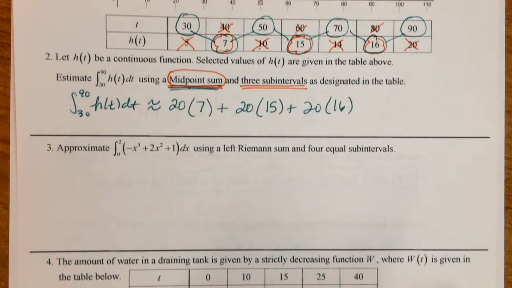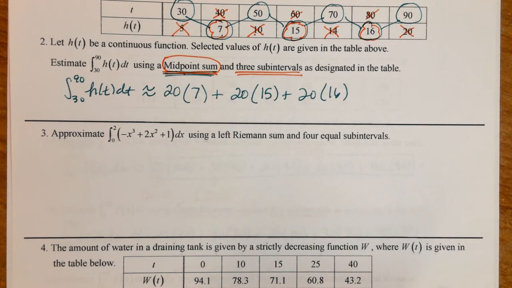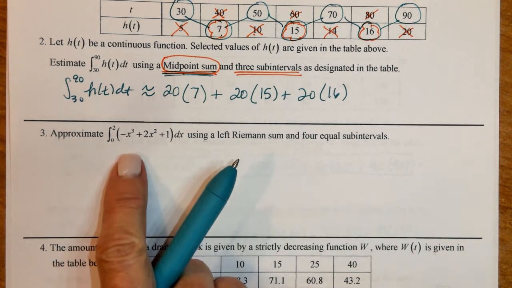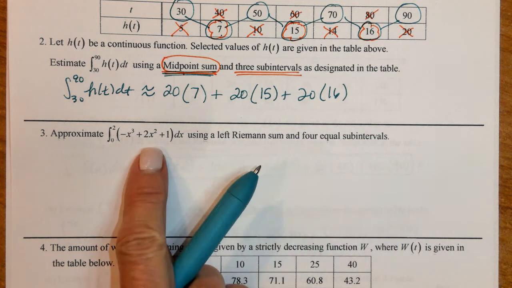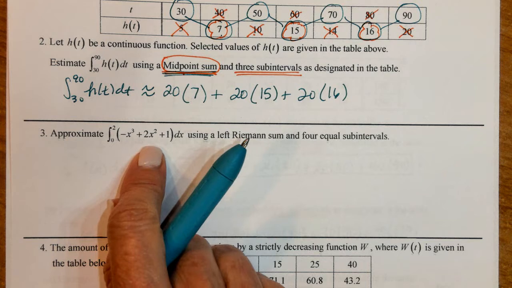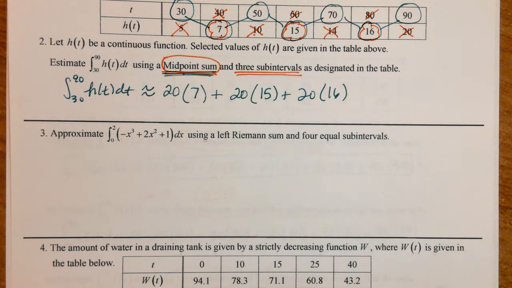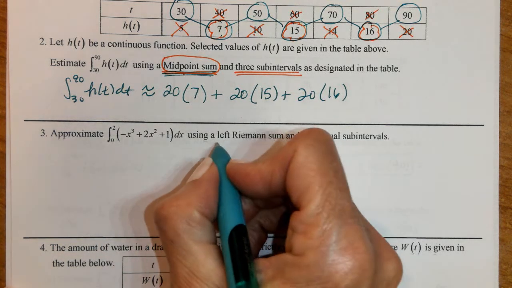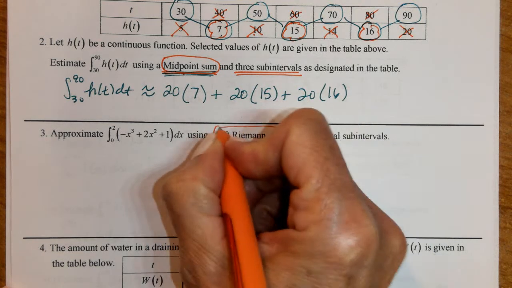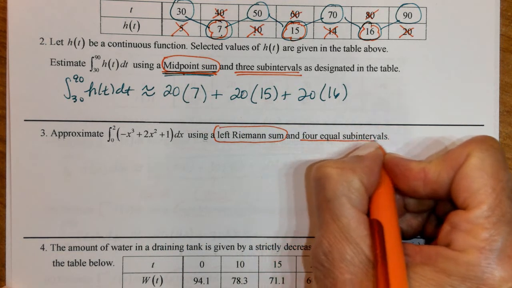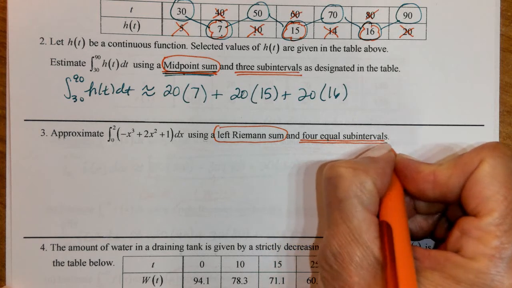All right. Number 3, approximate this using a left Riemann sum. So this is an example that does not give us a table. However, we could kind of create our own table if we wanted to. We're going to be using a left Riemann sum and 4 equal subintervals. 4 equal subintervals.